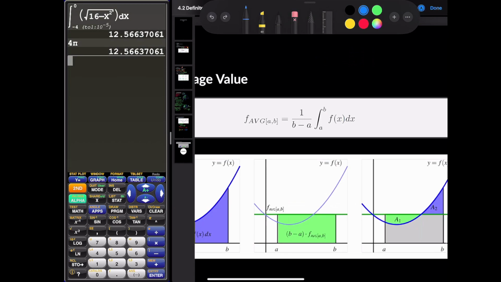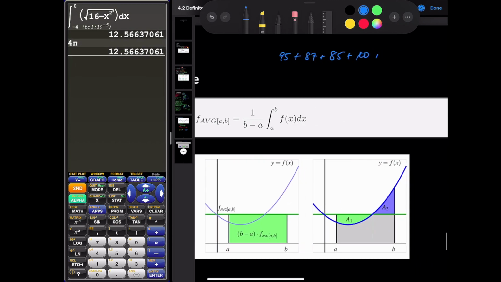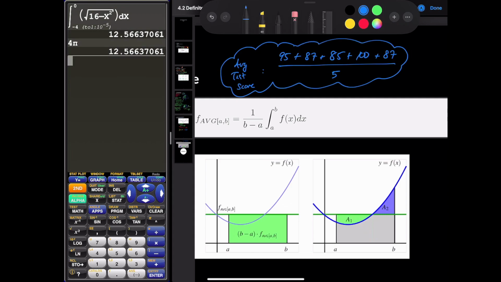It's easy when there are test scores like 95, 87, 36, right? Those are discrete values that you can weight. And how would I do that? Let's say I had 5 test scores. I got a 95, I got an 87, I got an 85, I got 100, and I got another 87. My average test score, what would you do? Well, you'd take all those outputs and you divide it by the number of inputs, which is 5. So that's the average.